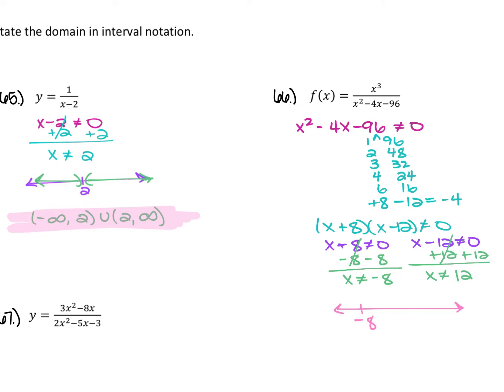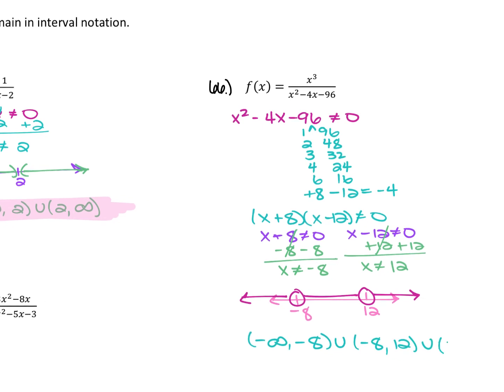If you have -8 and you have 12, you would have an open circle on the -8, an open circle on the 12, and your line would go from -infinity up to that -8, between the -8 and the 12, and from that 12 to positive infinity. So that means your interval notation would go from -infinity to -8, with a union from -8 to 12, with a union from 12 to infinity.